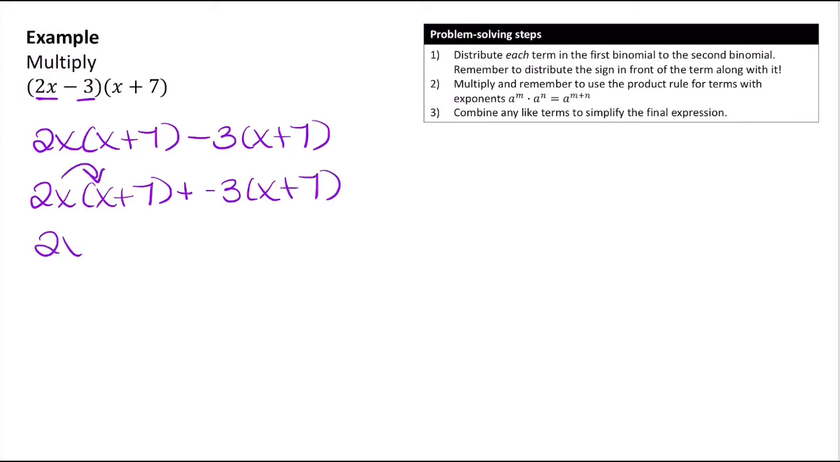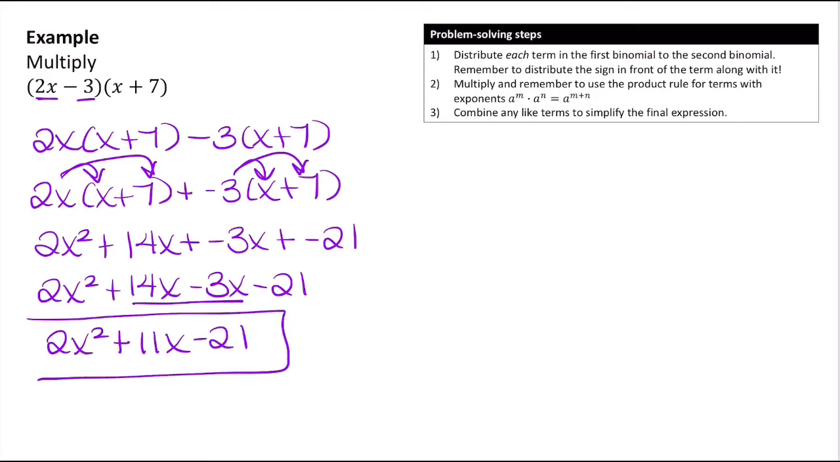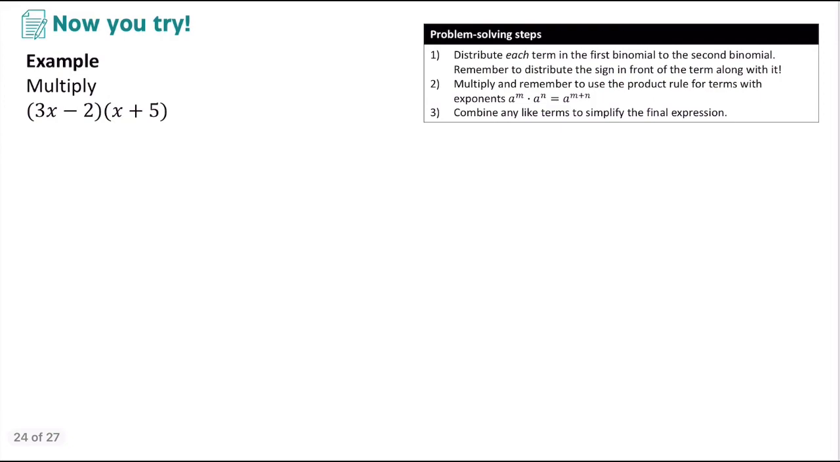2x times x gives me 2x squared, plus 2x times 7 gives me 14x, plus negative 3 times x gives me negative 3x, plus negative 3 times 7 gives me negative 21. So when I rewrite this, I have 2x squared plus 14x minus 3x minus 21, because all I'm doing is combining those plus negatives into subtraction signs. Notice that these two middle terms are like terms, so I have 2x squared plus 14x minus 3x is 11x, and then minus 21. So that's going to be our final answer. So now you can go ahead and pause the video and try doing this example on your own.